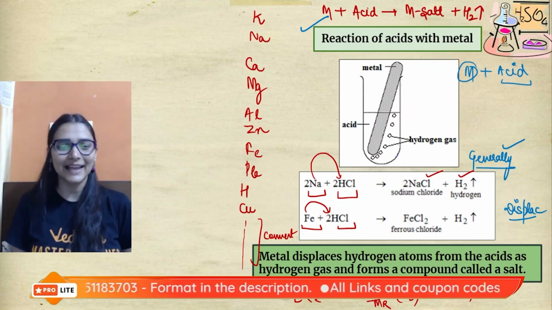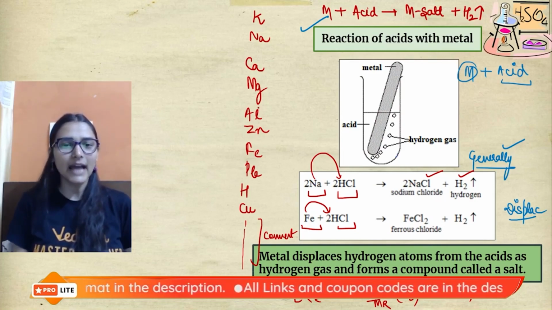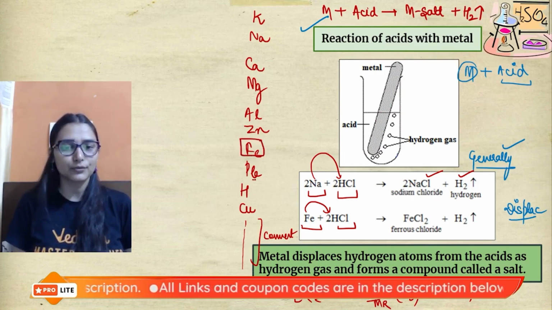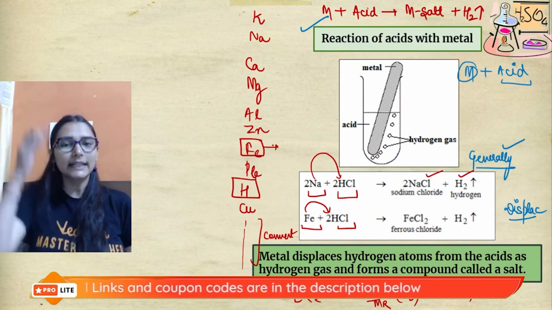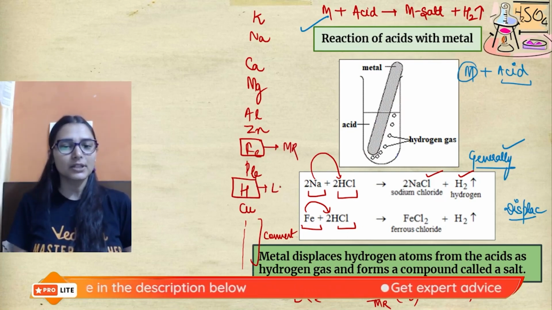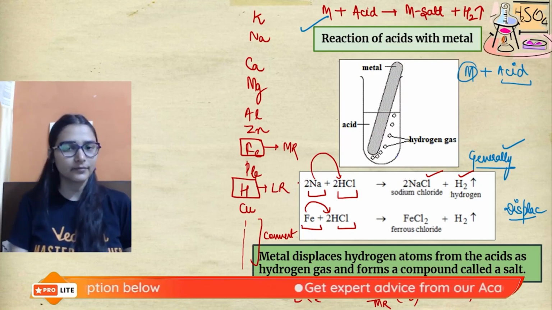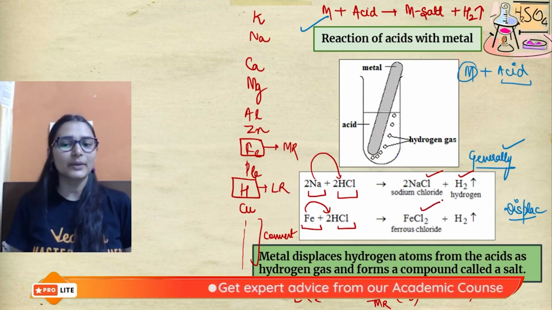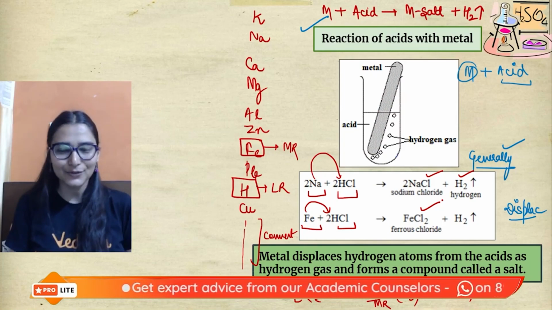Okay, whatever makes sense. So you can see over here that iron is lying above hydrogen. So this is a decreasing order of reactivity. Iron is more reactive, hydrogen is less reactive. Okay, so simple displacement reaction: metal, salt and hydrogen.